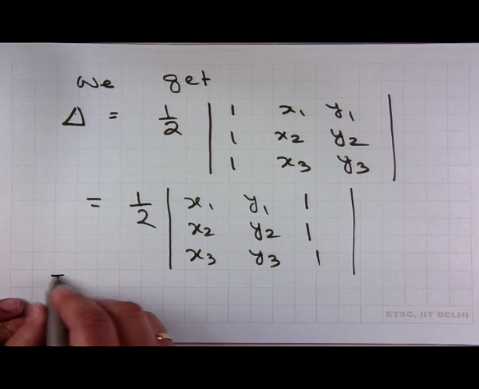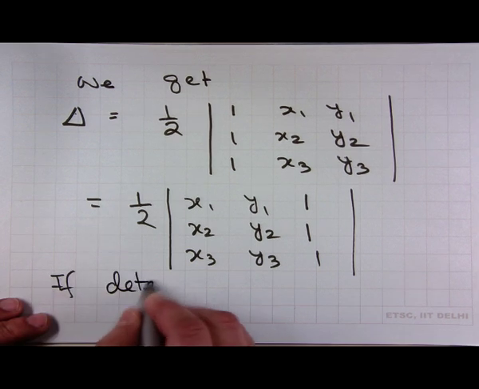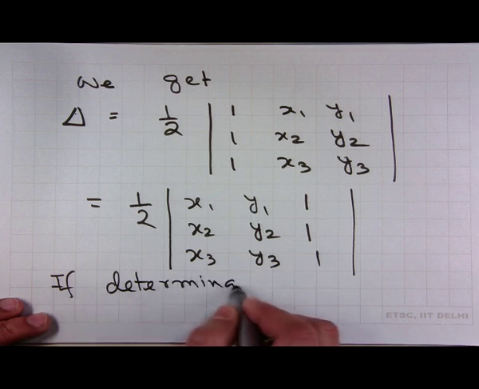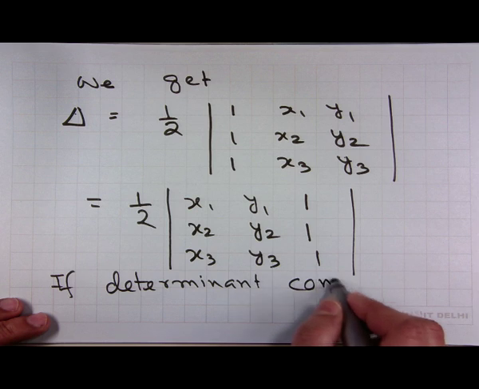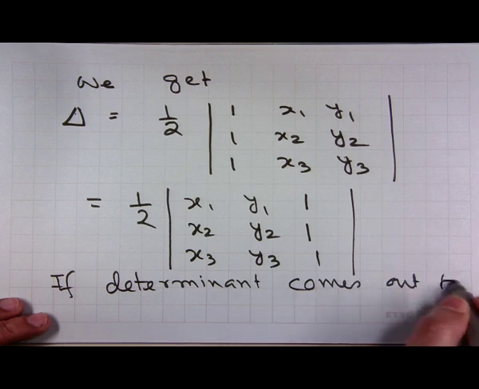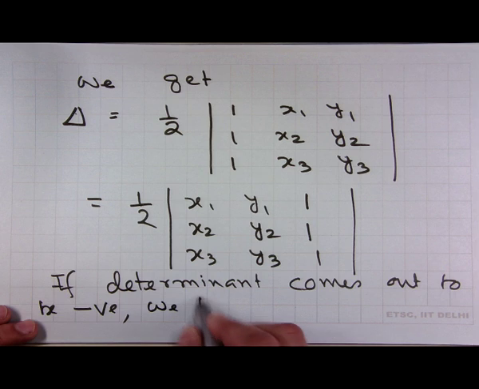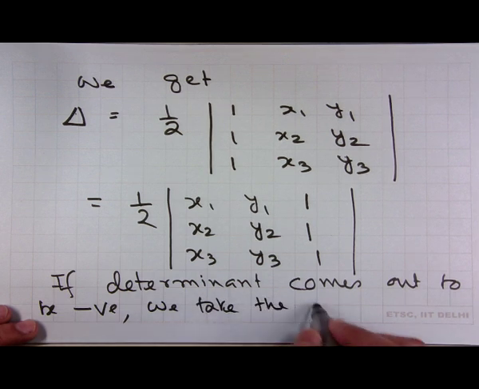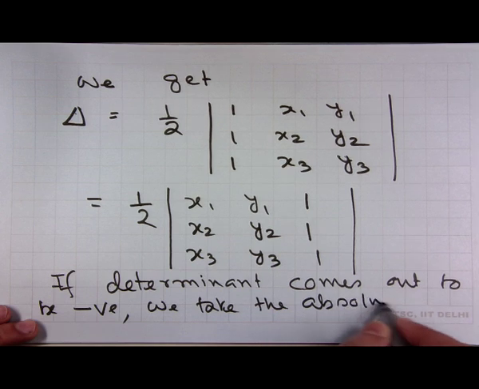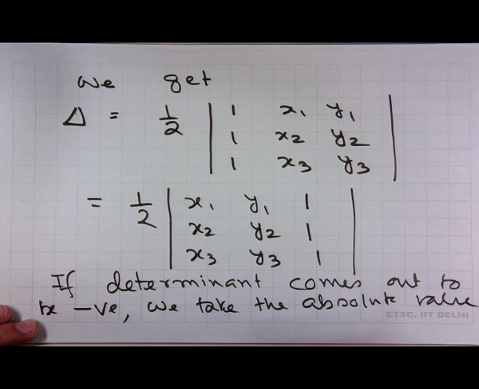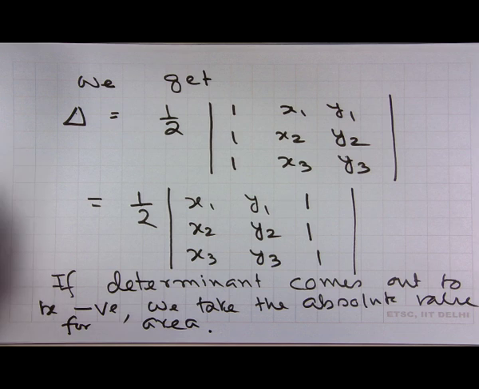If the determinant comes out to be negative, we take the absolute value for area. That is obvious, because area cannot be negative.